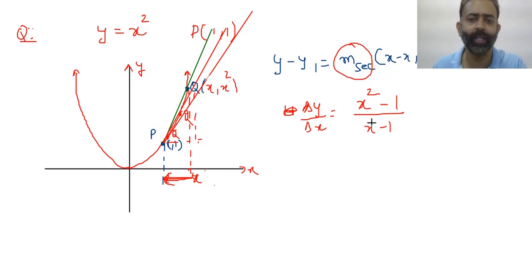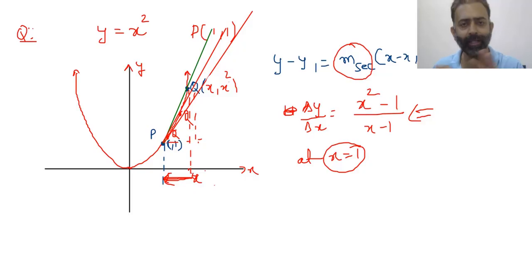So basically I need to find the value of this expression at x equal to 1. Why at x equal to 1? Because this gives the gradient of the secant, change in y over change in x. I need to find the limiting value of this secant. Limiting meaning when this secant will become the tangent. The secant will become the tangent at x equal to 1, when you move closer and closer to point 1, so that there is no difference between the points P and Q.